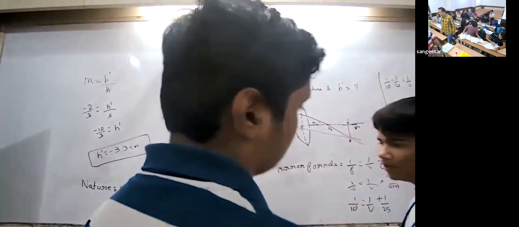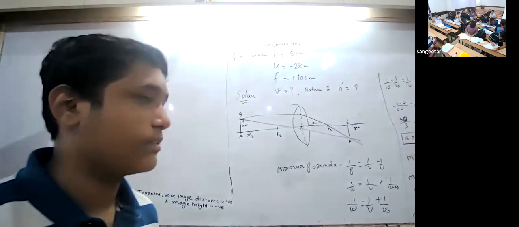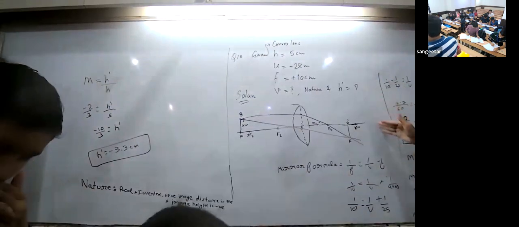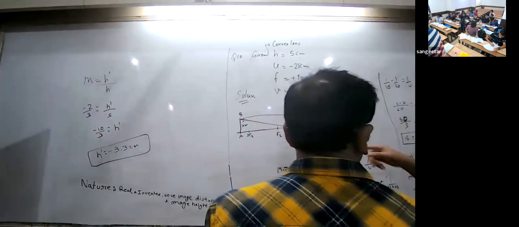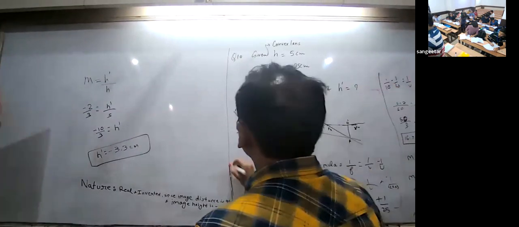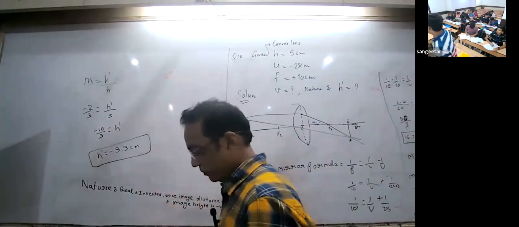Done? Okay, sit down. What is the sequence? Then here and then there. Okay, and then from here, there. Okay, sit down.